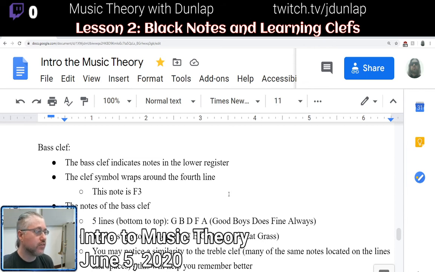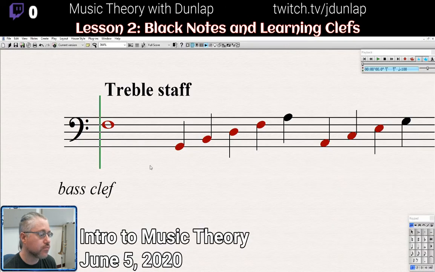Okay, the bass clef indicates notes in a lower register. I had to explain in the last lecture that treble means high, for those of you who don't mess with your stereos very often. I don't think I need to explain that bass means low, so just pretend I didn't. The clef symbol wraps around the 4th line. That note is F3.